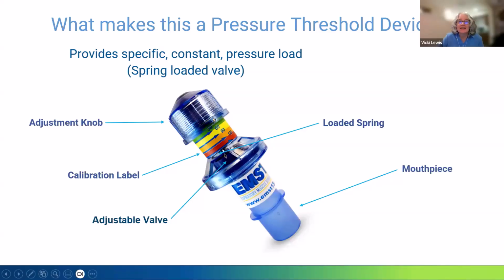Right in front of that gasket on the inside of the device is a spring. And when you turn the adjustment dial on the device, it pushes that spring up against the rubber diaphragm, holding it in place. It's a spring-loaded valve. And so the patient, when they're blowing through the mouthpiece, they have to generate enough force to blow that valve open. And they have to maintain that force throughout a breath and from breath to breath. So that's what makes it a pressure threshold device.